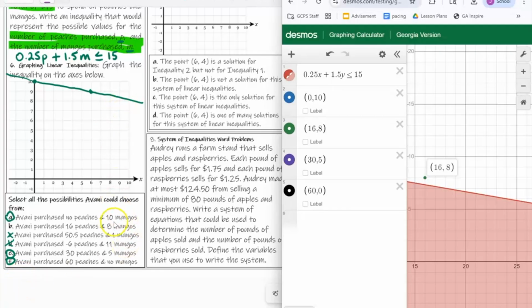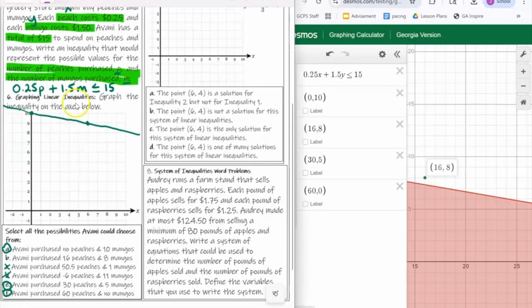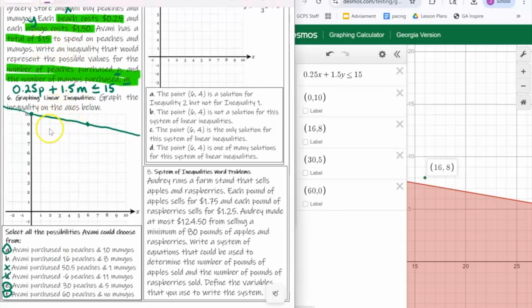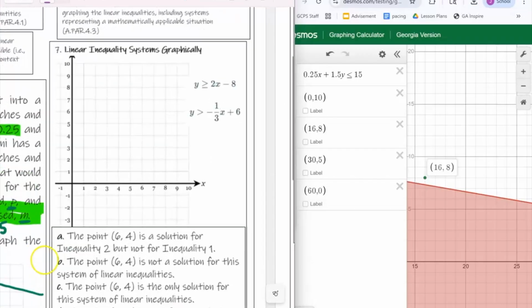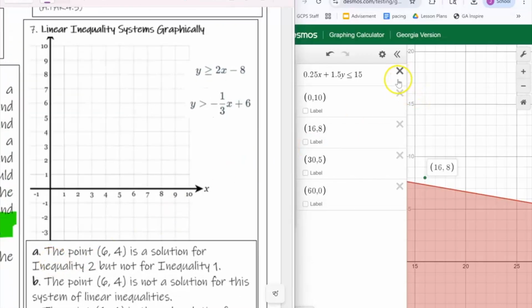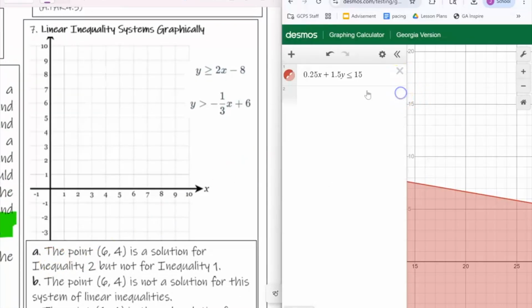All right, now we're going to do that for 2 lines. So that was a single, right? A single one. So can you write it from context? Can you graph it? And also, can you tell me what the solutions are? So now we're going to try a system. So as always, you're going to type it in.